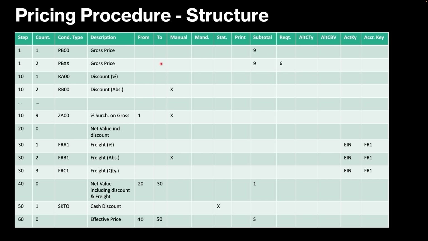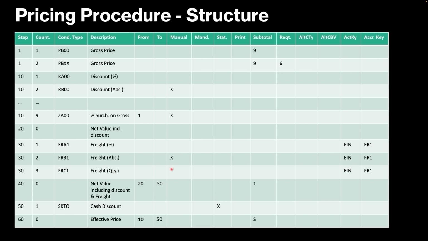Okay, then you have a to column also. This is used to sum all the values from the from step to the to step. So you can see here the from step is 20 and the to step is 30. So the system will add all the values from the condition type with step 20 to the condition type with step 30.